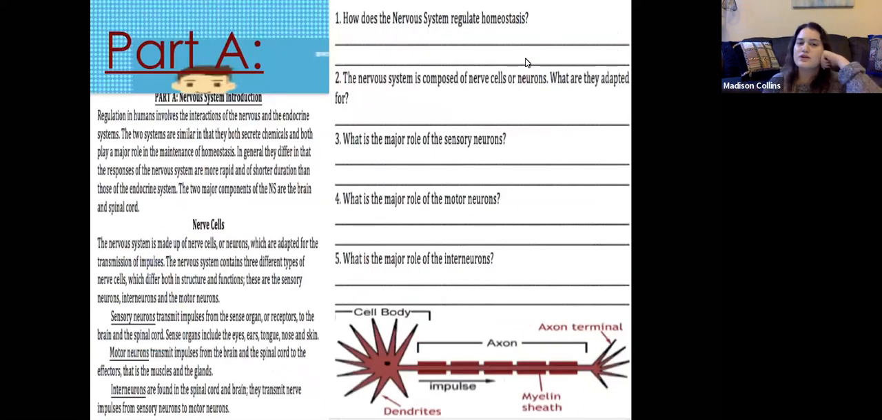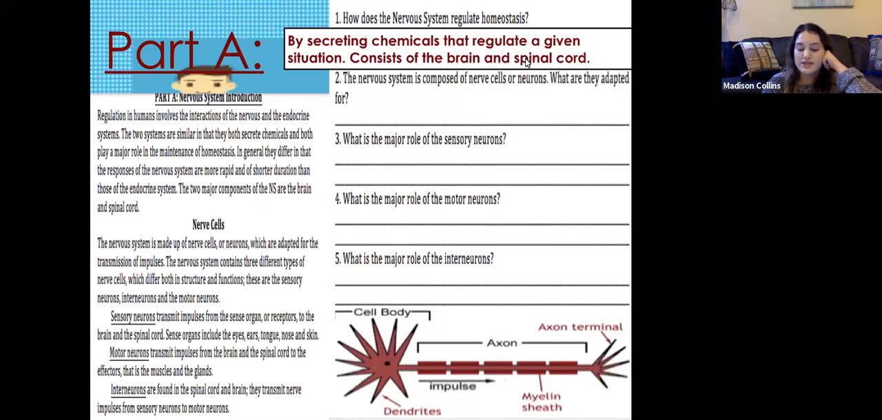Right now, we've got some questions to answer about what we just read. Number one is, how does the nervous system regulate homeostasis? Well, we need to know that the nervous system secretes chemicals that regulate a given situation, specifically chemical signals. Okay, and we need to know that the nervous system consists of the brain and the spinal cord, as well as our nerve cells or neurons.